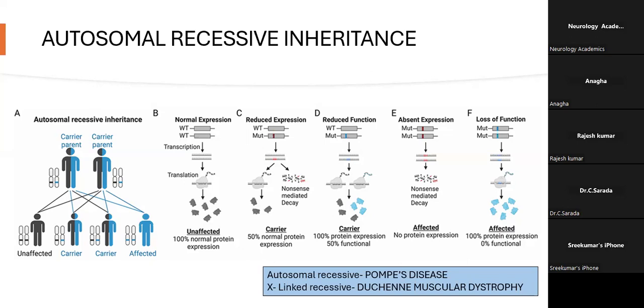In case of X-linked recessive inheritance, another example is Duchenne muscular dystrophy. Here, there is a dystrophy resulting from DMD mutation that causes complete loss of the dystrophin production. And in case of Becker's muscular dystrophy, there is reduced production of this dystrophin protein.